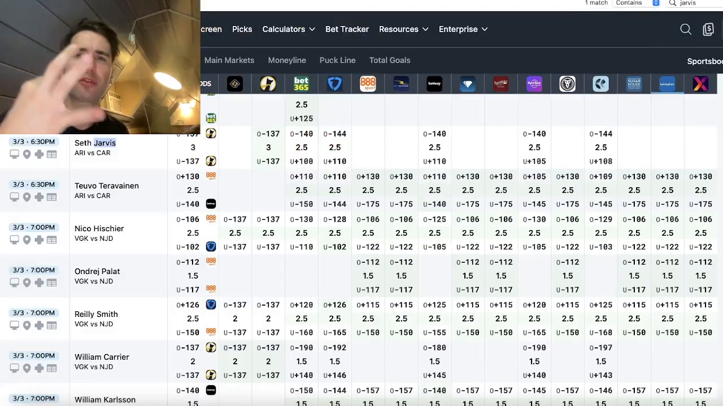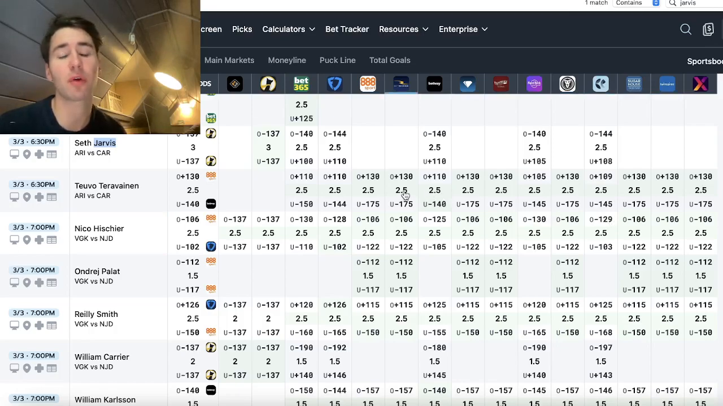Sports bettors, I got 3 player props to 6x our money, so let's go ahead and go through it. I'll jump in. This play is going to be on Underdog Fantasy. My first pick is right here, Seth Jarvis, under 3 shots on goal.